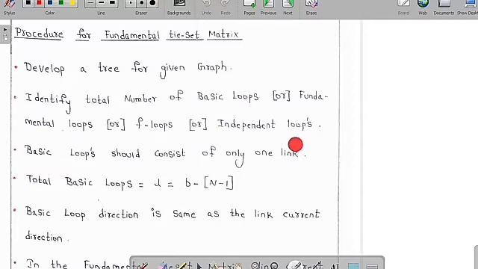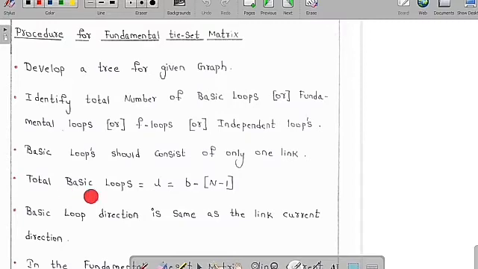The number of links, or the complementary tree branches, is equal to the number of basic loops. A basic loop should consist of only one link. If you make any closed path, the closed path should have only one link, and the remaining branches of that loop should always be twigs. That is the meaning of the basic loops.